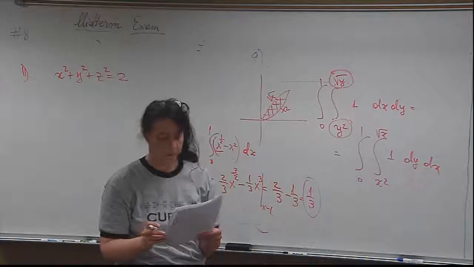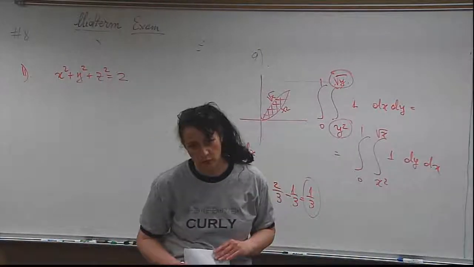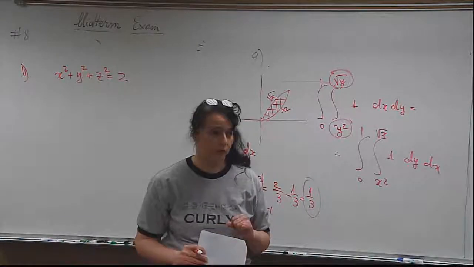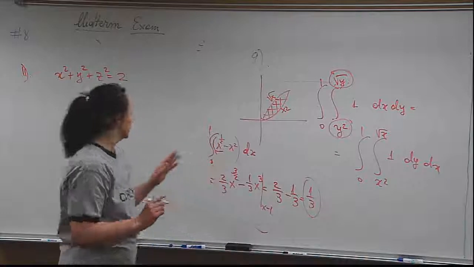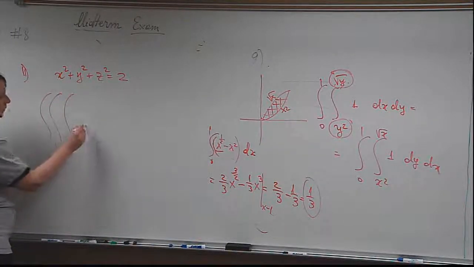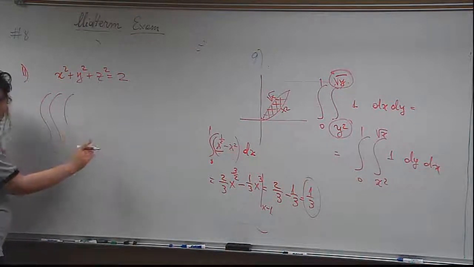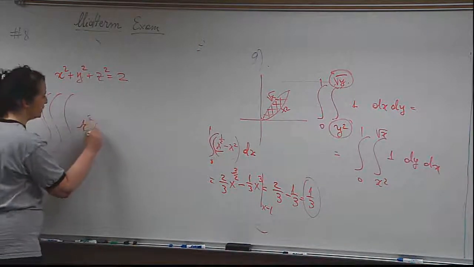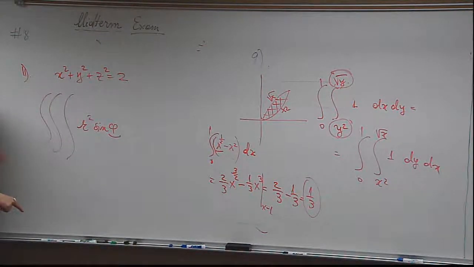Some people, a few people, messed up. They forgot the Jacobian, so they put a 1 instead of r squared sine phi when you work in spherical coordinates. They did fine setting up the limits, but they put 1 here. Don't do that in the final. You can ruin your lives this way. So you have r squared sine phi. Phi was the latitude from the North Pole.